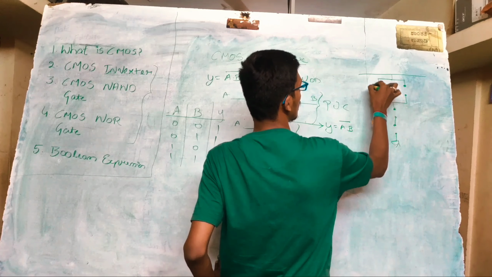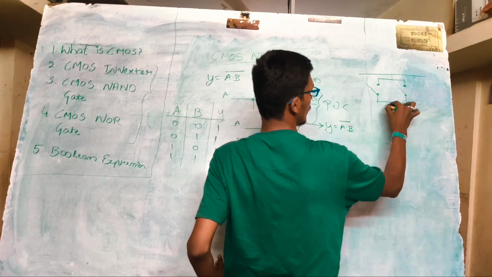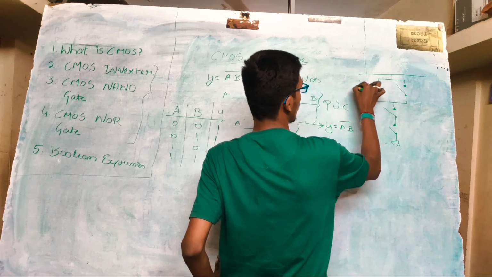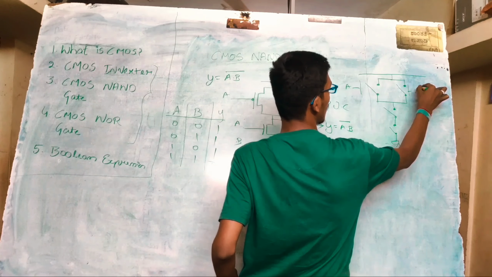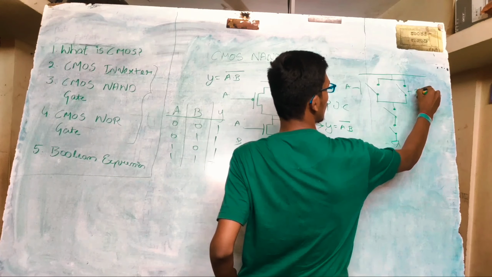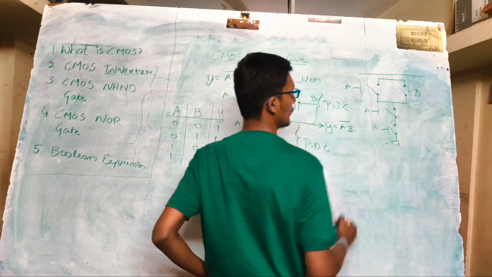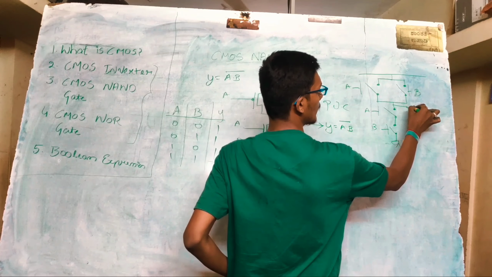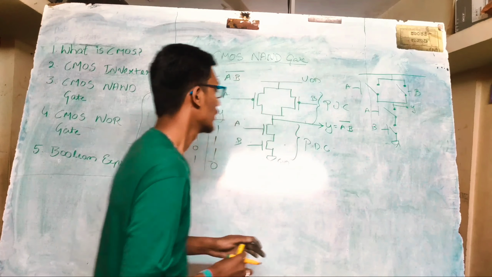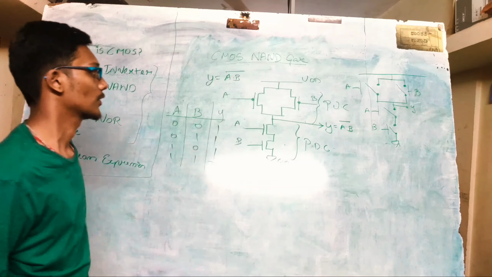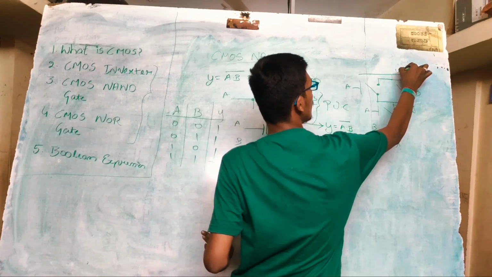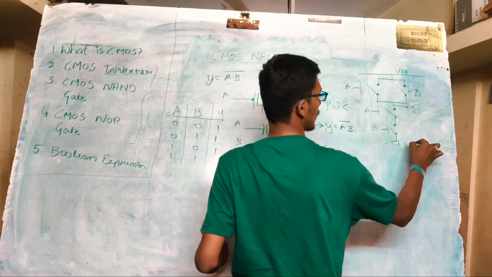So this is my ground terminal. I have switch 1, switch 2, switch 3, switch 4, with corresponding inputs A and B. This is A and this is B, and here my output will be taken, that is Y. For all possible combinations we'll trace the circuit. So this is my VDD terminal and this is my ground terminal.